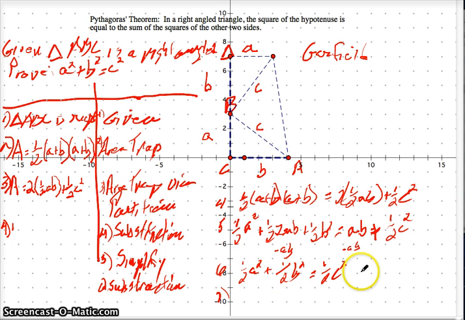Okay. So step number 7, all I've got to do is what? I just multiply both sides by 2. So number 7 is going to be multiplication. So if I multiply both sides by that, I'm going to end up with A squared plus B squared is going to equal C squared, which, guess what?